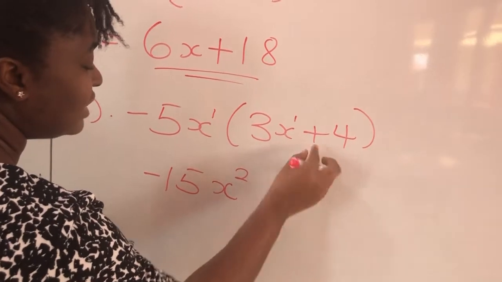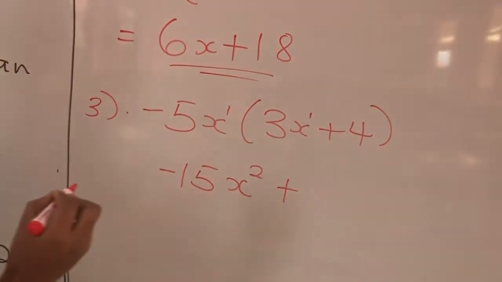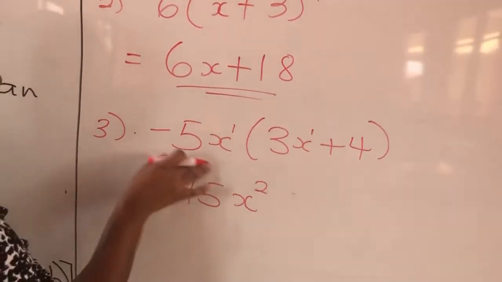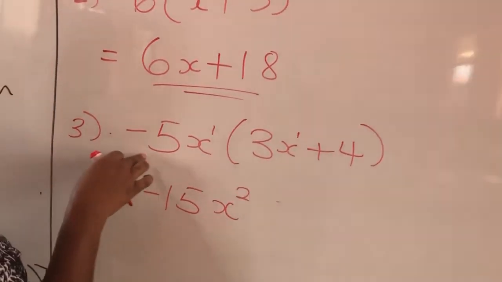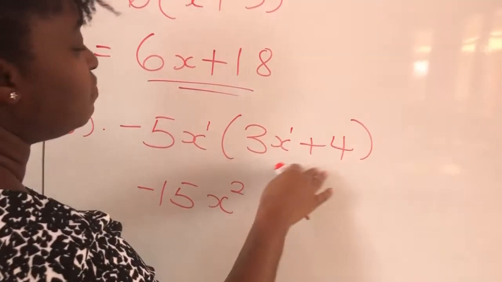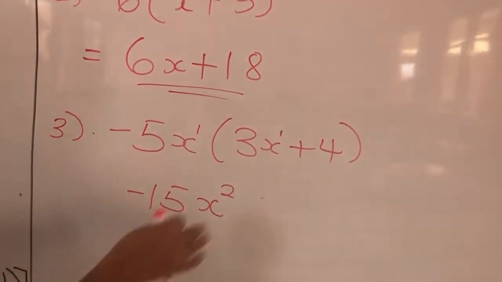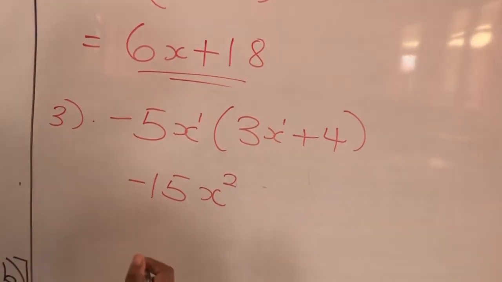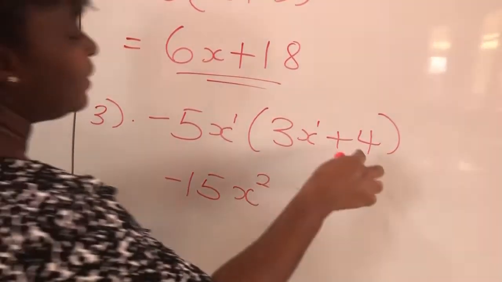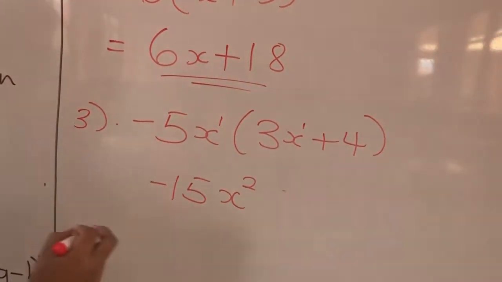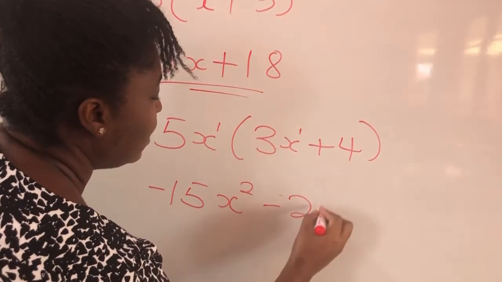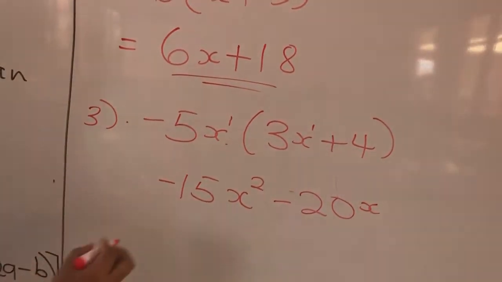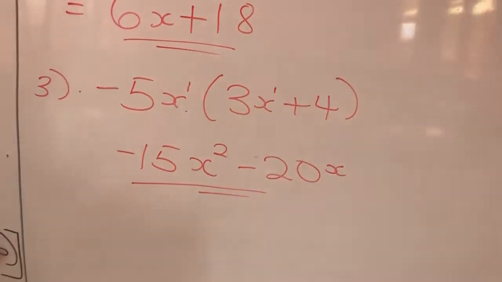Then what operation sign is here? Addition. Sorry. So we focus on the number outside the bracket. It's what? Negative 5 is multiplying what? Positive 4. A negative number multiplying a positive number will always give you what? A negative number. So we have negative 5 times 4 will give you what? A negative 20. Then we bring our what? Our x. So that is it.